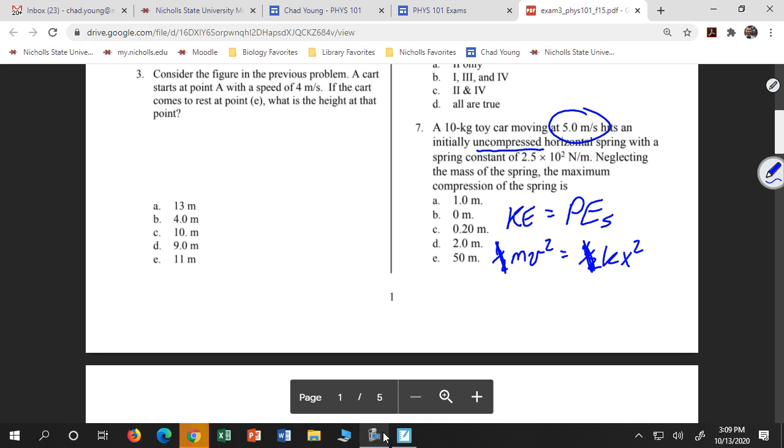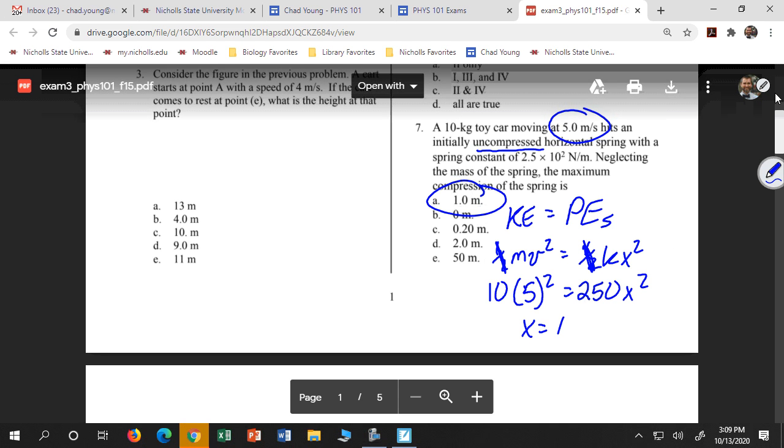I cancel out these halves. The mass is 10. V is 5 meters per second, squared. That's equal to 250 x squared. And then I'd solve that for x. Well, x would be equal to 1 meter, because this is 250, this is 250, divide through, x would be the square root of 1. Okay? That's one type of problem. I'm pretty sure that you'll see that. I think I remember putting that in there. Can I clear this?